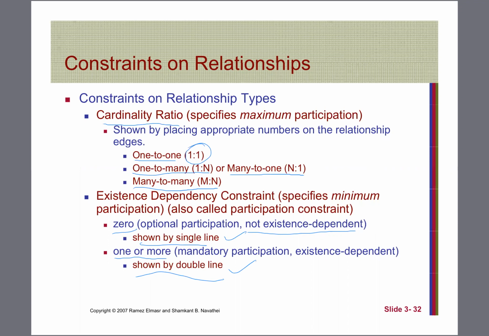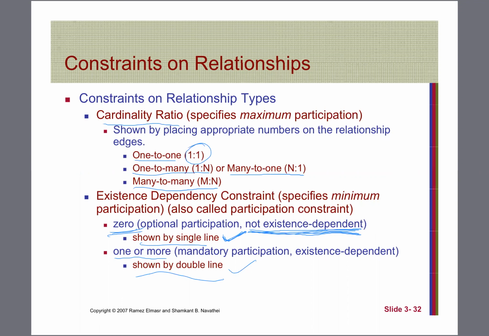So we have seen a couple of examples there. So single line means that it is not existence dependent. That means the entity's existence is not dependent on that relationship. That means all employees are not managers. So if he is not a manager, he is not an employee, or he will not have a relationship with the department. That's not the case. So it is zero dependency, or it is not existence dependency. Its existence does not depend on that particular relationship.